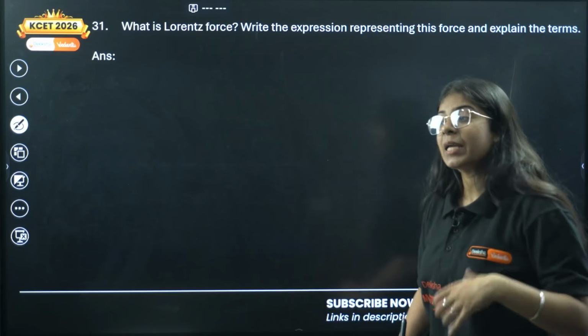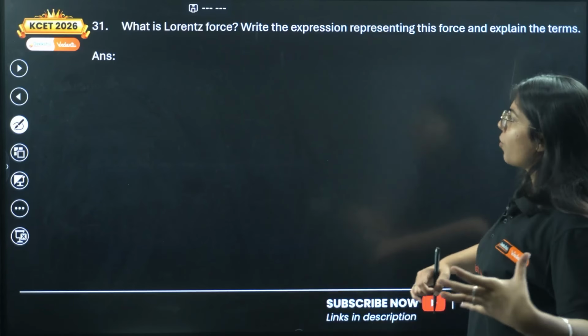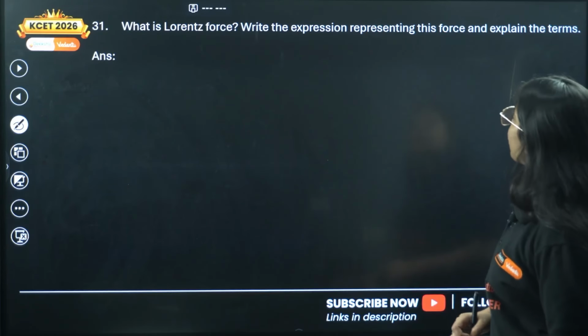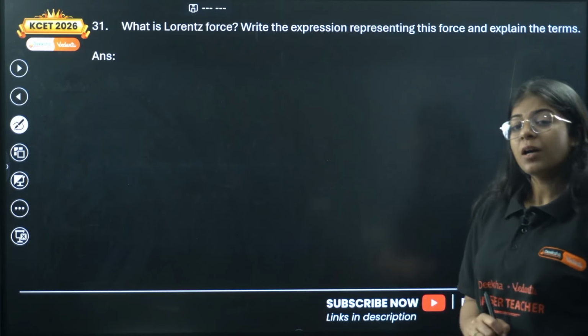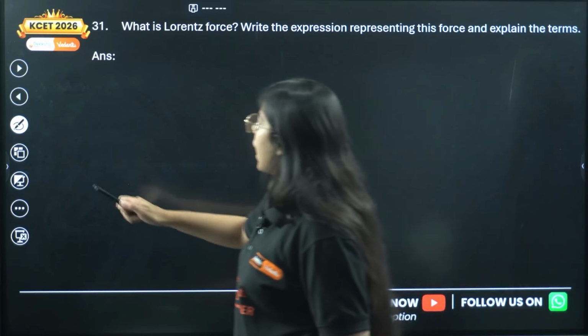The 31st question is: what is Lorentz force? This is a very important and very talked about topic in your classes, right? Write the expression representing the force and explain the terms. So let's see the answer.